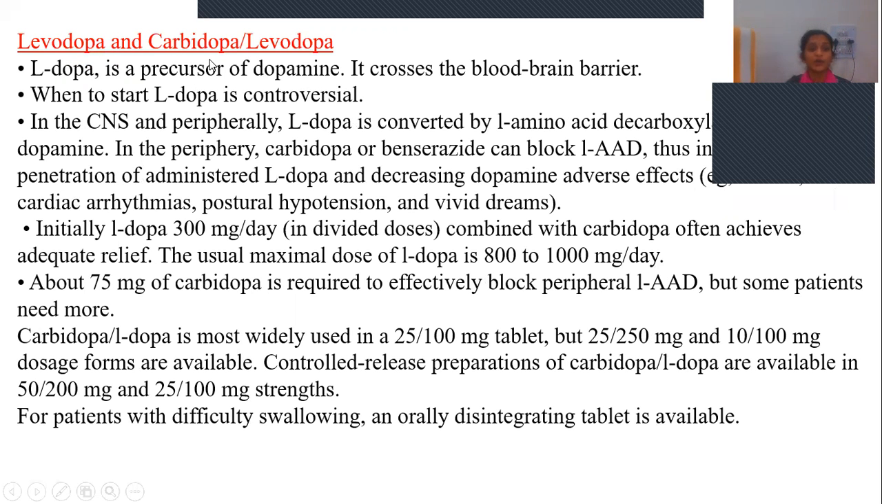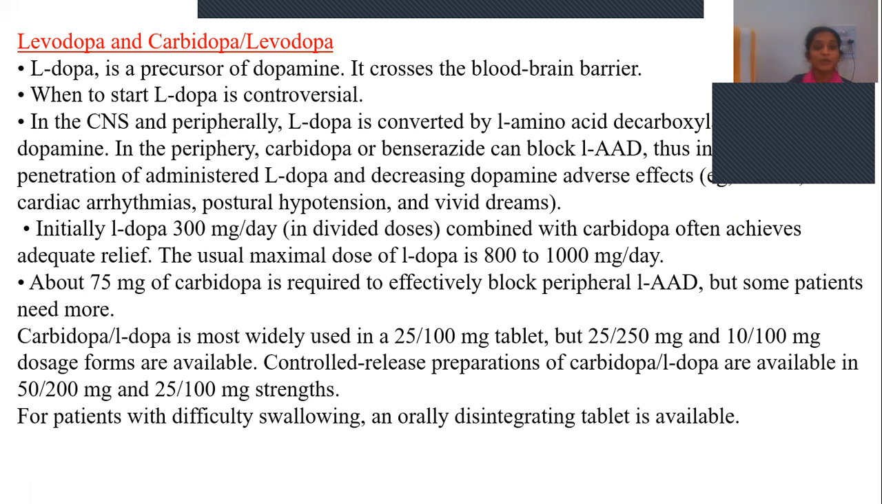And then coming to levodopa and carbidopa. Levodopa is nothing but a dopamine precursor. Carbidopa is a carboxylase inhibitor. Levodopa acts as a precursor of dopamine. That means it's a prodrug. When it is metabolized, it will be converted into dopamine.